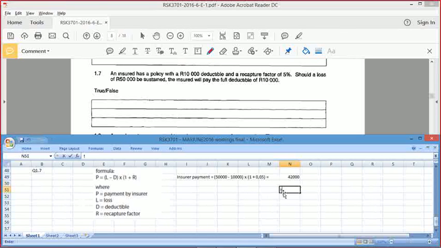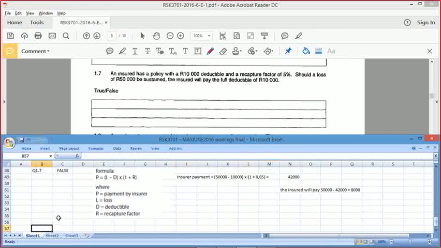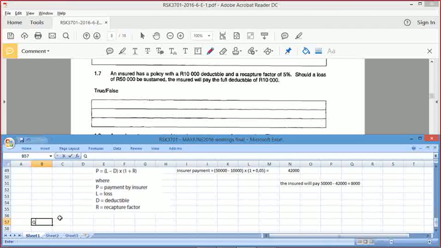Should a loss of 50 be sustained, the insured will pay the full deductible. No. Okay, the insured will pay 50,000 minus 42,000 equals 8,000. The insurer pays 42. The insured pays 8. So this would be false. Happy? Yes. Okay. Right, so the insured pays the 8 and the insurer pays the 42, because of the recapture factor.